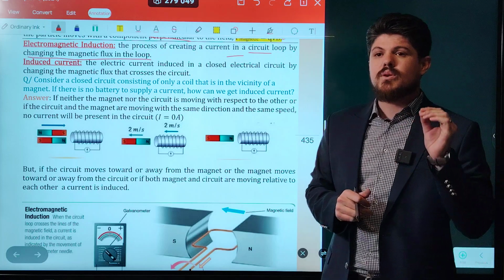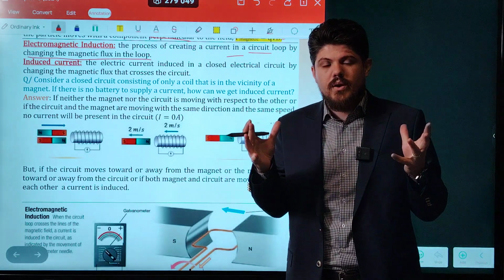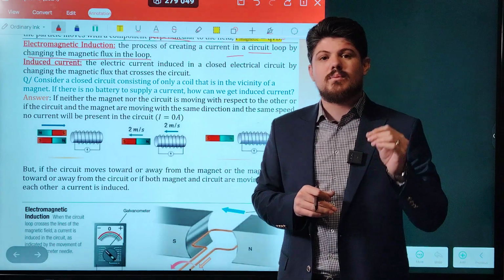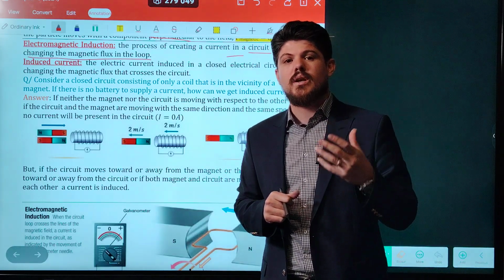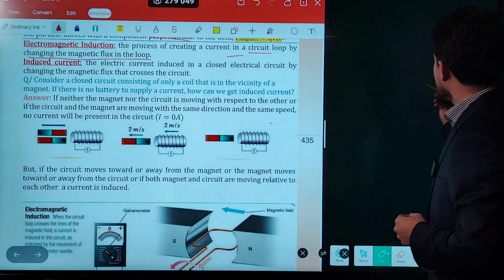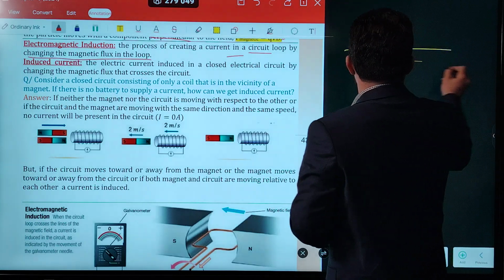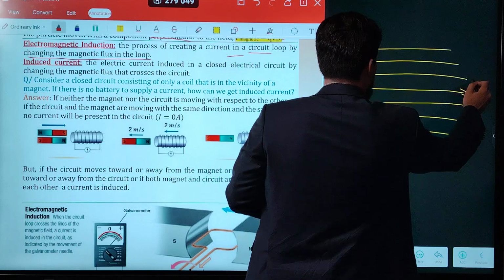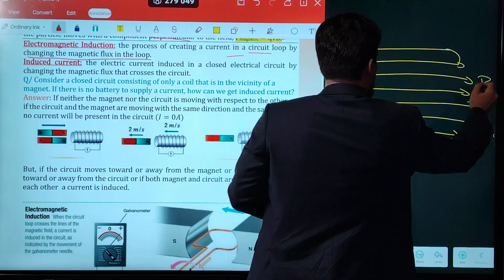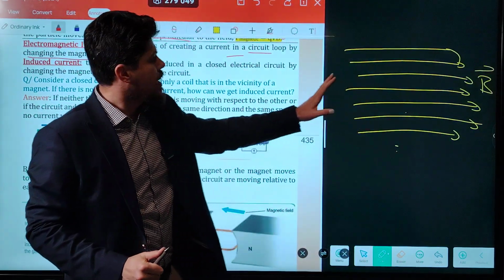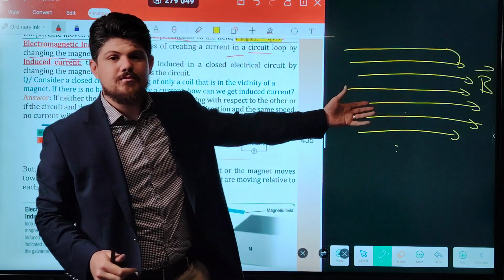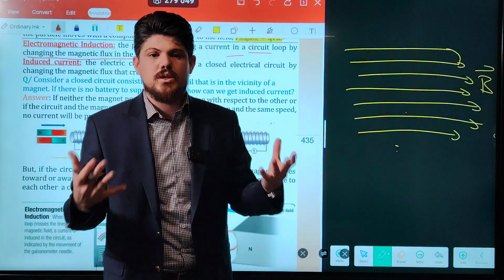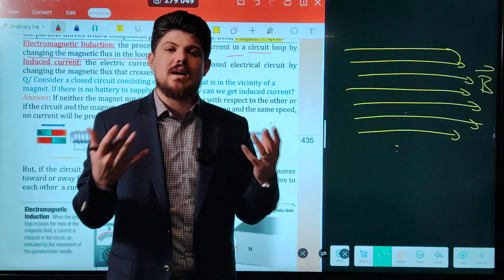So students, you have to keep in mind, what is the flux? If you remember, we studied in chapter 5, section 1. Flux is the number of magnetic field lines that cross a certain area. So, for example, if we have a magnetic field directed to the right, do we have flux? Absolutely not. Why? Because we don't have a certain area. Without area, we don't have flux.